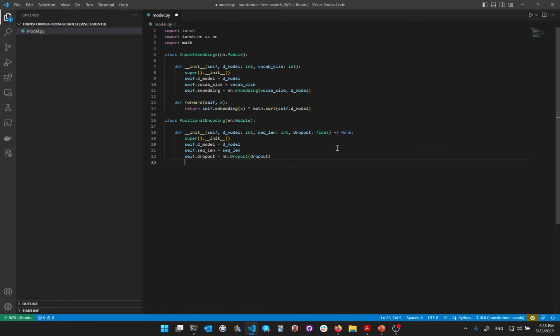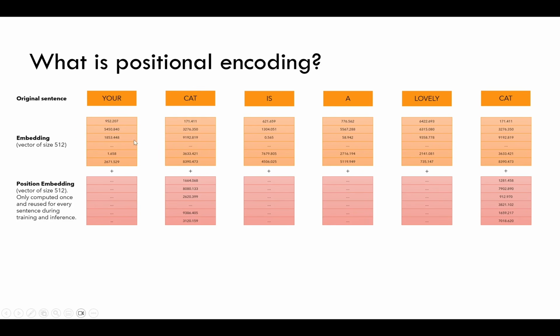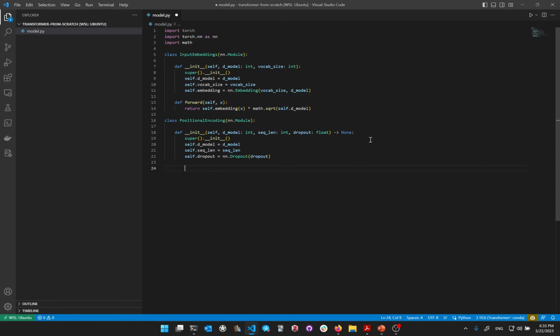Okay, let's actually build the positional encoding. First of all, we will build a matrix of shape sequence length to D model. Why sequence length to D model? Because we need vectors of D model size, so 512, but we need sequence length number of them, because the maximum length of the sentence is sequence length. So let's do it.